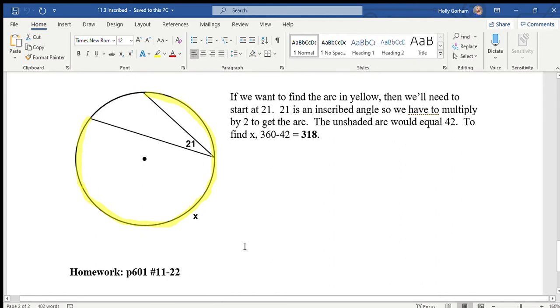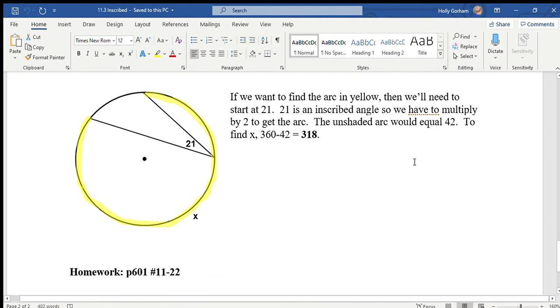Now on this one, if we wanted to find the arc that's in yellow, we have to start at the 21. This 21 is an inscribed angle, so when you have the angle, you multiply by 2 to get the arc. So this arc up here is 42. Now, we don't want that, so we're going to take 360 minus 42, and that gives us 318 for that arc that is x.